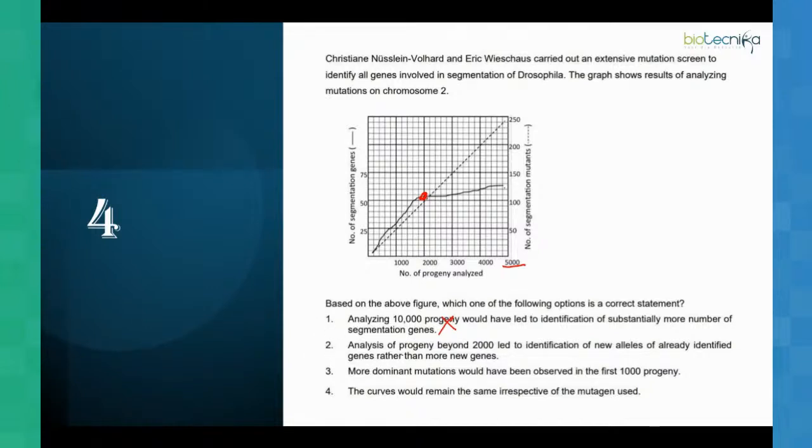Statement 2 is saying that analysis of progeny beyond 2000 led to identification of new alleles of already identified genes rather than more new genes. Now, after 2000, what is happening is that this dotted line is increasing, right? It is increasing with the same slope. So why is it increasing? What is this dotted line? This is the number of segmentation mutants. So even beyond 2000, the number of segmentation mutants is increasing, but the number of segmentation genes has not increased that much.